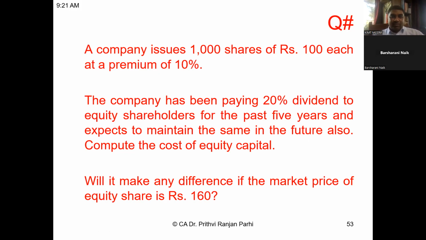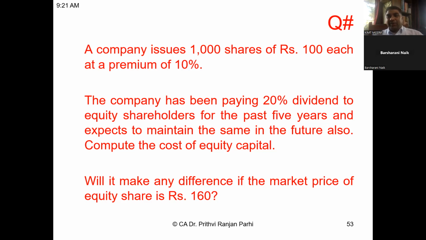Look at this question. A company issues 1,000 shares of 100 each at a premium of rupees 10. Share value is how much? 100 rupees. Premium is rupees 10. That means it is issued at 110 rupees. 110 is the price at which it is issued. That is the market price. Company has been paying 20% dividend to the equity shareholders for the last 5 years and expects to maintain the same in future years also.